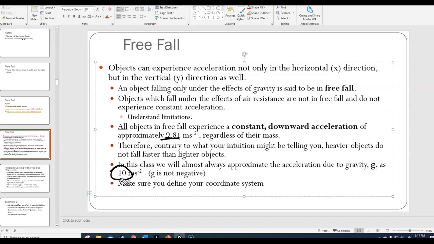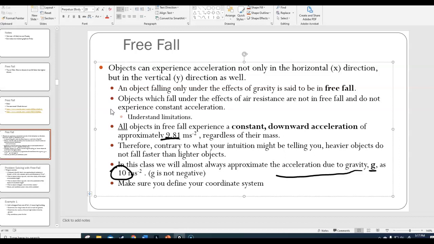Just for now, just for this semester, and maybe even next semester, we're going to use g equals 10 meters per second squared as the magnitude of the acceleration due to gravity. That symbol g, again, is the symbol for the acceleration due to gravity. It is an acceleration, and an object in free fall is only falling under the effects of gravity, and so it would have that constant downward acceleration. So g is not 10. Again, the sign just depends on the coordinate system that you define.